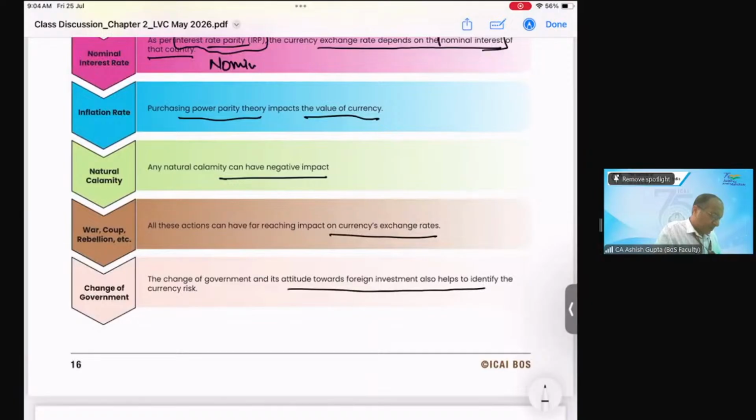A change in the government and its attitude towards foreign investors helps to identify the currency risk. It can be a rebellion, where the police become the rebel. The police or the army take over the government. They abolish the government and take over the control. It is kind of a coup.